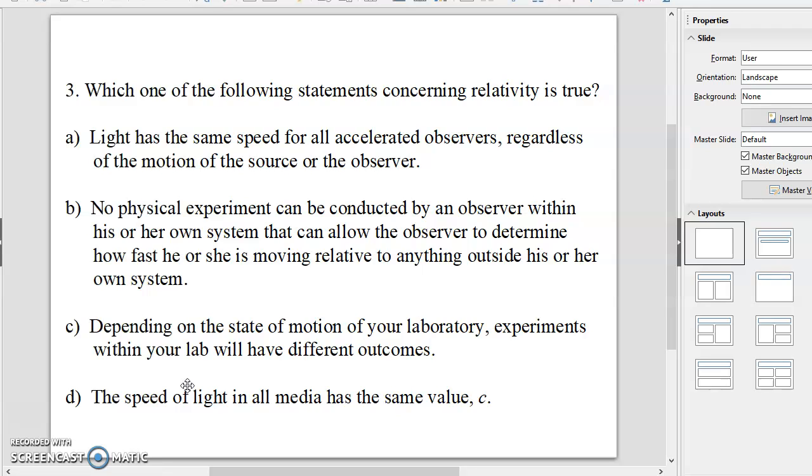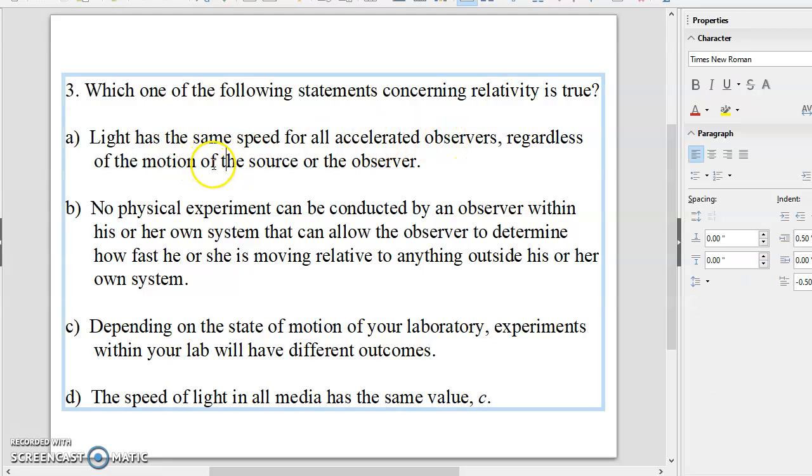Which of the following statements concerning relativity is true? And the answer is B. Light has the same speed for all accelerated observers, regardless of the motion of the source or the observer. Just a second there. No. The answer is B. No physical experiment can be conducted by an observer within his or her own system that can allow the observer to determine how fast he or she is moving relative to anything outside his or her own system. The answer is B to number 3.